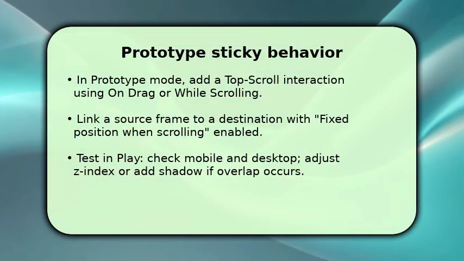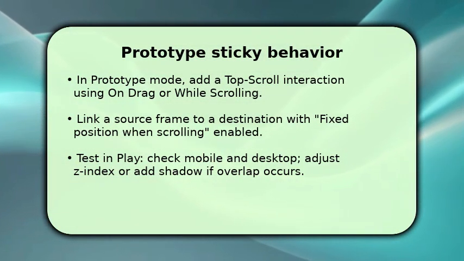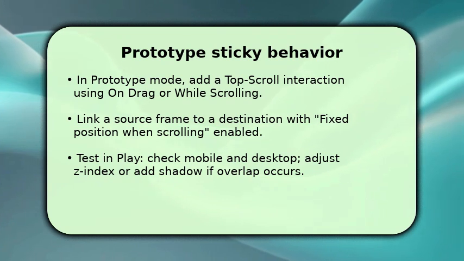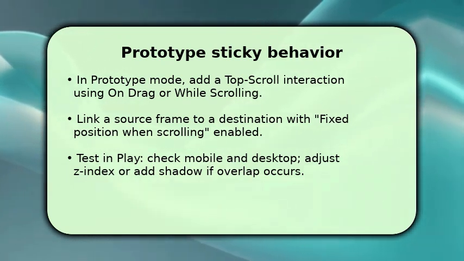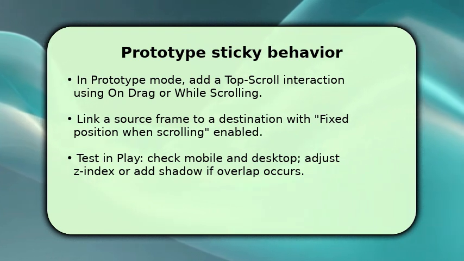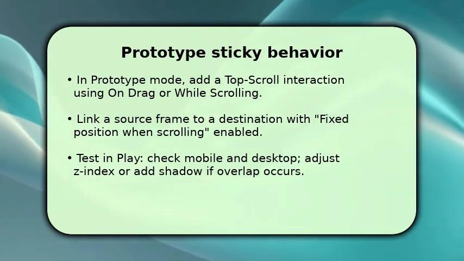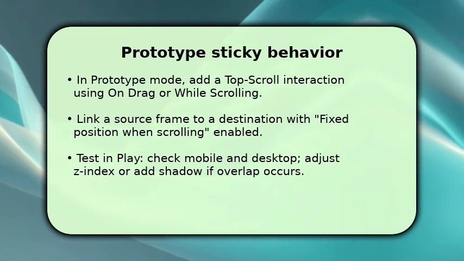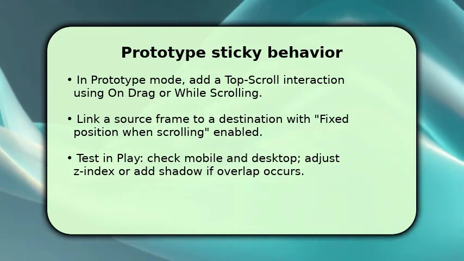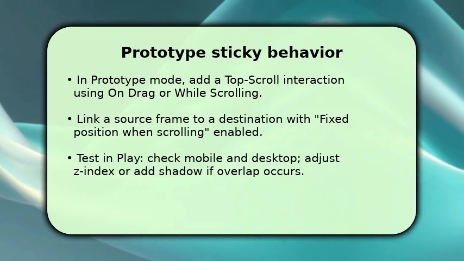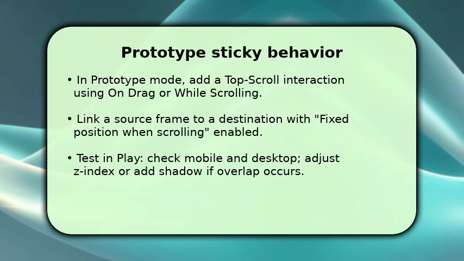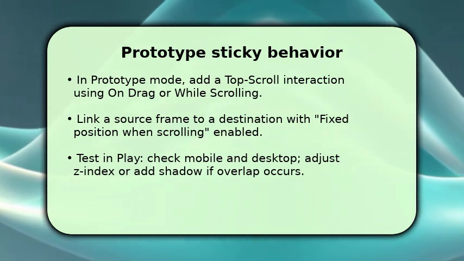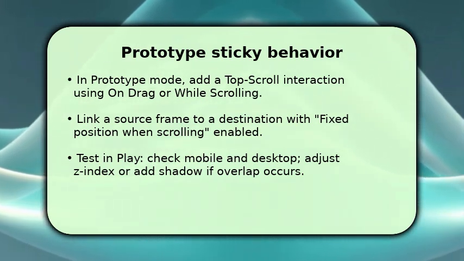Finally, switch to prototype mode and wire the interaction. Choose the source frame and link to the next or same frame with a scroll interaction. Enable fixed position when scrolling on the nav frame so it remains visible while content moves. Once set, play the prototype and test across viewports. Make sure the nav z-index keeps it above content and that any shadow or elevation reads clearly. If the bar flickers or disappears, toggle auto layout or simplify nested groups as a troubleshooting step.